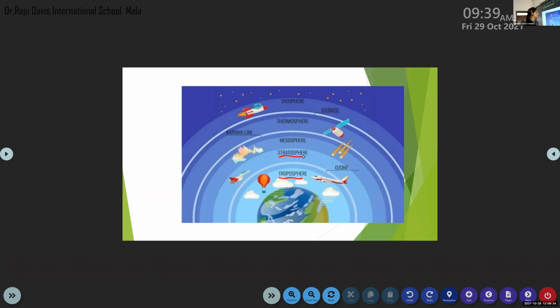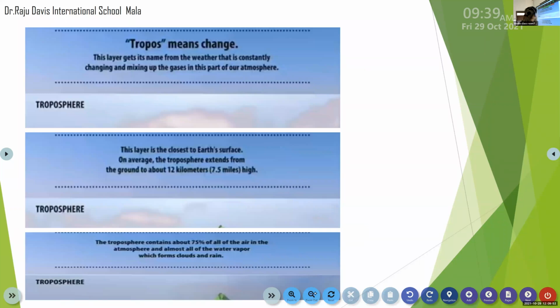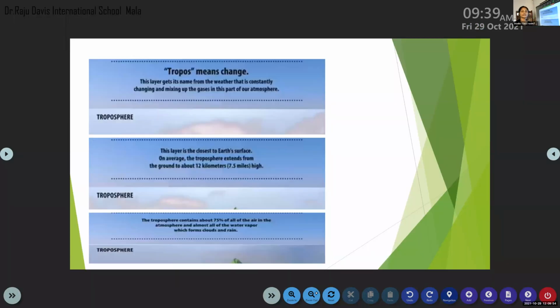Just above the troposphere is the stratosphere. The mesosphere is the middle layer. Just above the mesosphere are the thermosphere and the exosphere. So we will study each of these layers in detail. Children, first we will learn about the troposphere.